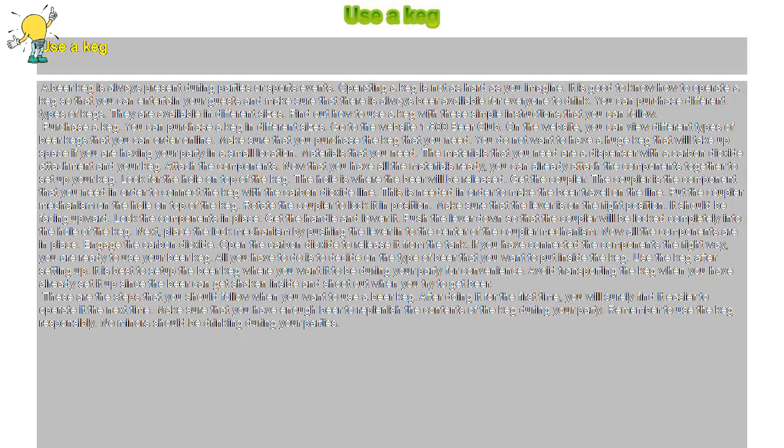Use a keg. A beer keg is always present during parties or sports events. Operating a keg is not as hard as you imagine. It is good to know how to operate a keg so that you can entertain your guests and make sure that there is always beer available for everyone to drink.